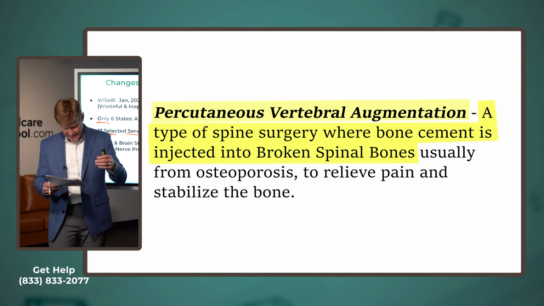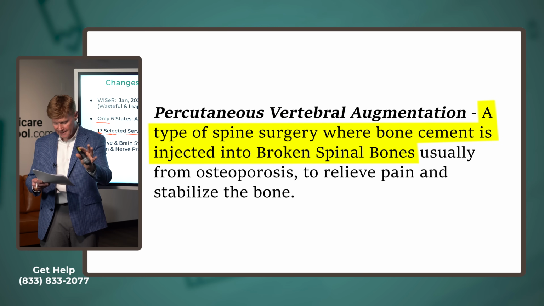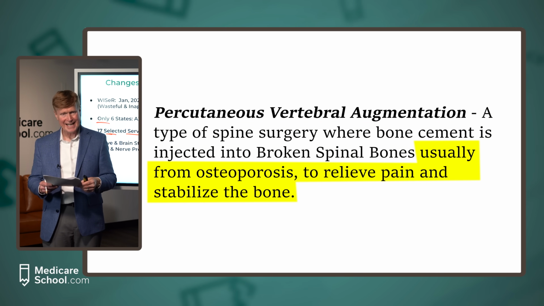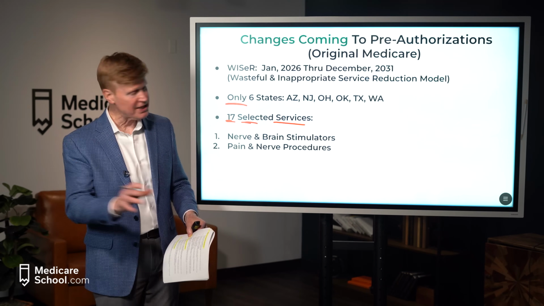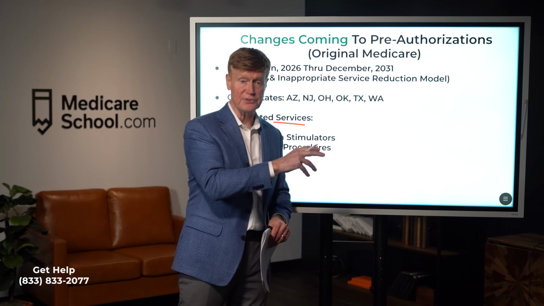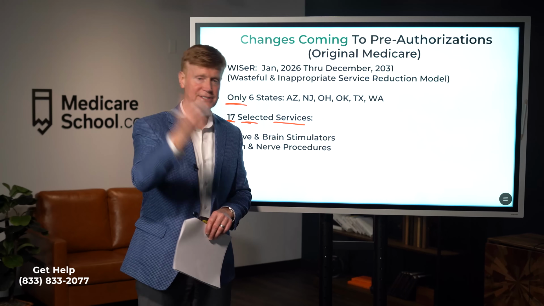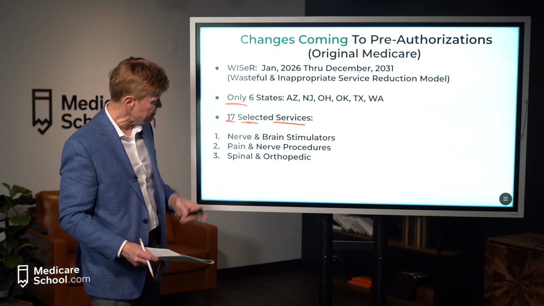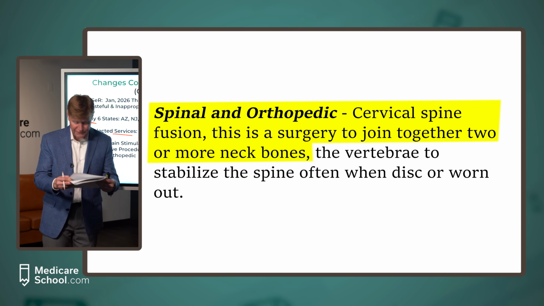That's quite a word. It's a type of spine surgery where bone cement is injected into broken spinal bones, usually from osteoporosis, to relieve pain and stabilize the bone. So that's the second group, and that was 3 of those. All I'm trying to teach you is, of these 17 services, remember, we're going to have to go through the pre-authorization process. As long as it's proven to be medically necessary and the documentation is there, this is something Medicare will cover. The third group would be spinal and orthopedic type of things. This would be cervical spine fusion.